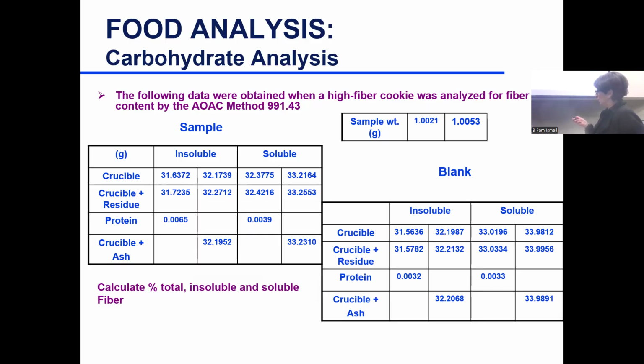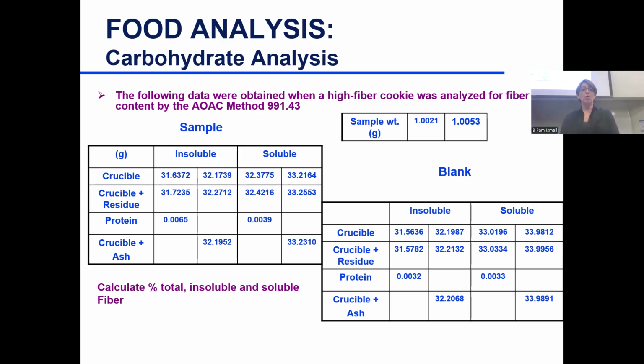So you take this 31.7235, you subtract 31.6372, you subtract the protein, and also you subtract the weight of the ash after you take into account the weight of the crucible. Then that would be the weight of insoluble fiber. And you do the same thing for the soluble fiber, you precipitated it with ethanol and then filter it, same thing.